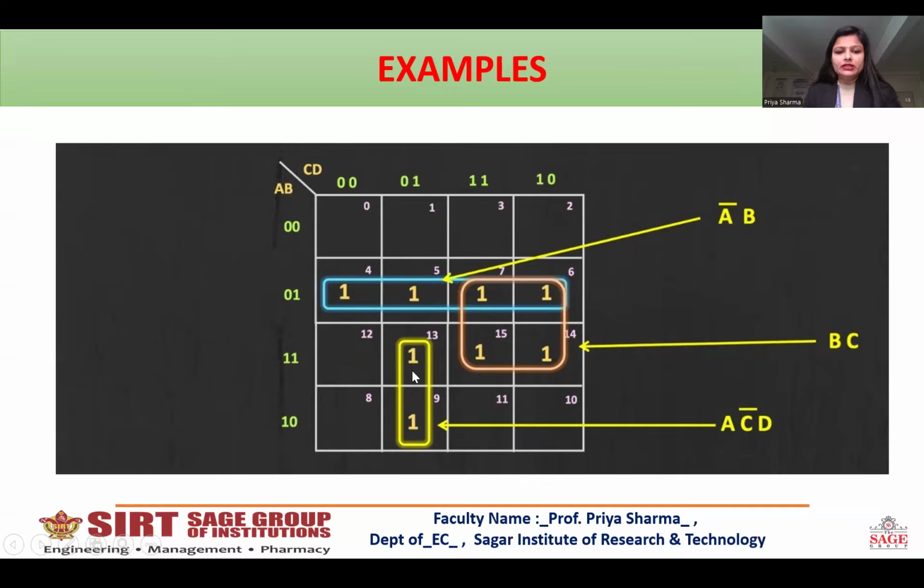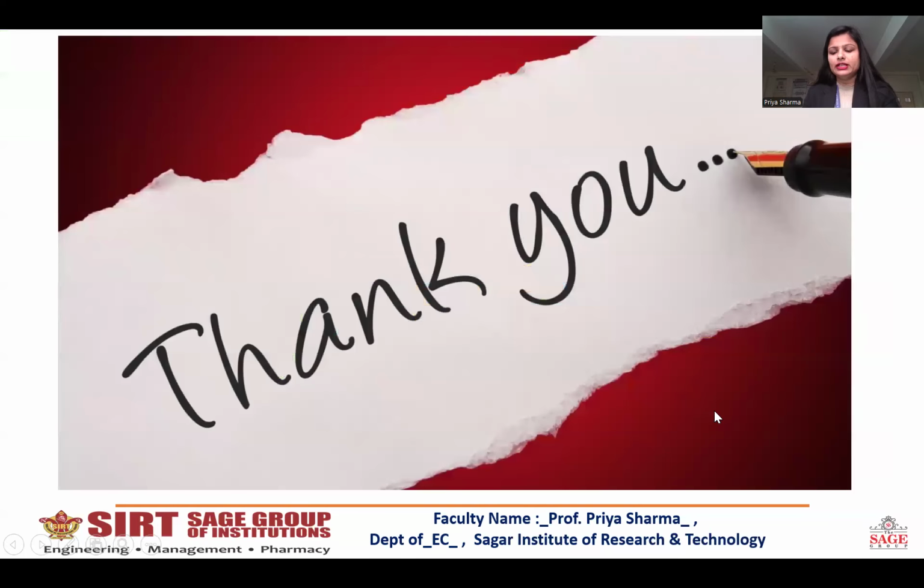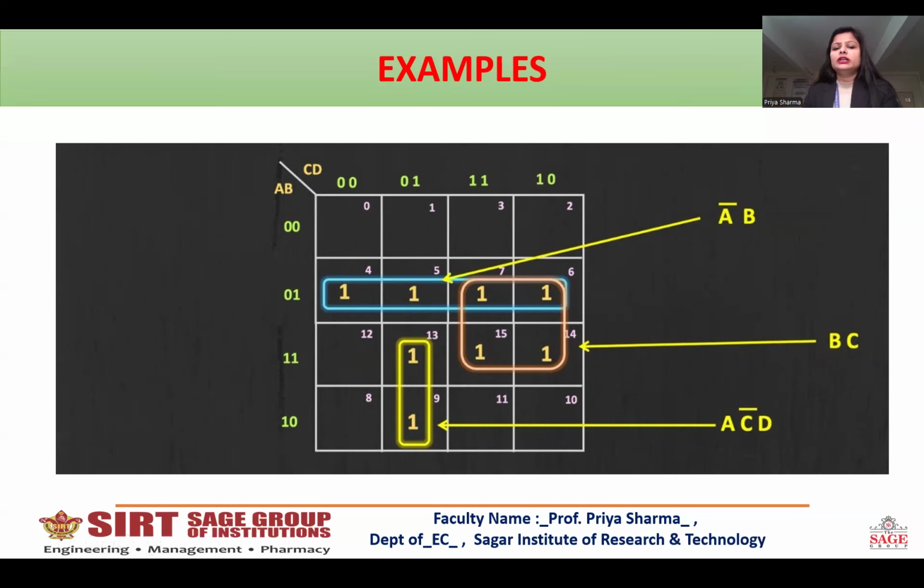For this pair, as A is not changing, we'll include A. It is A C bar D. It is written here. Now you can write the minterm of all the groupings. Grouping is clear to you, how we group the ones. Diagonal grouping is not allowed. Map rolling should be kept in mind while grouping.